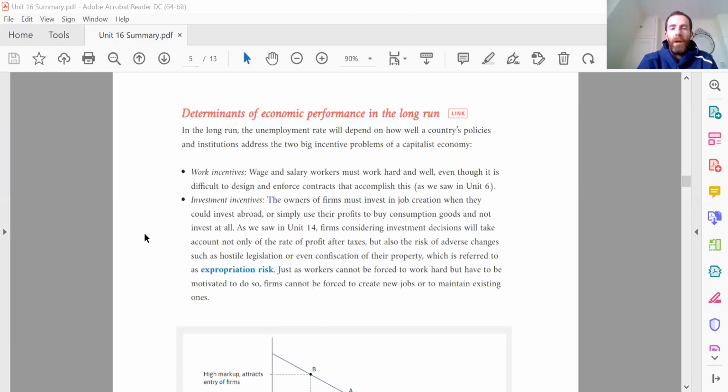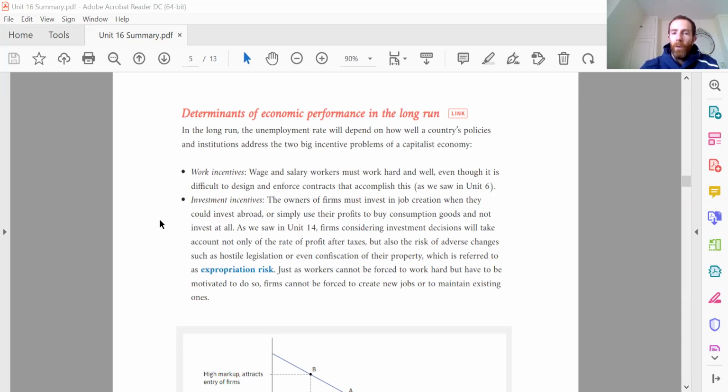Okay, so picking back up. What we're now going to start thinking about is what factors will determine the economic performance of a country in the longer run, right? In the longer run, meaning where the capital stock can change. And we imagine the capital stock changes by firms entering and leaving the goods market. And we imagine that there are really two sets of incentives that are going to determine this economic performance. One is the work incentives, right? How much of an incentive do workers have to get a job and work hard in that job? And the second is investment incentives.